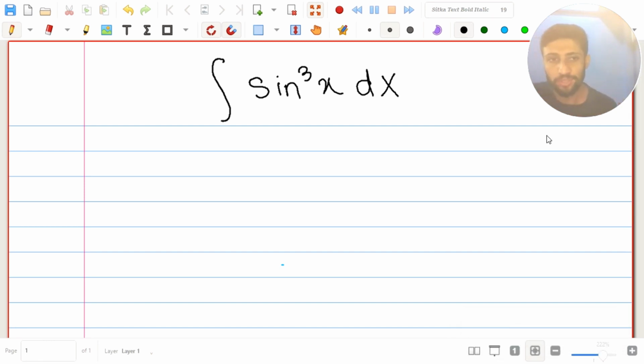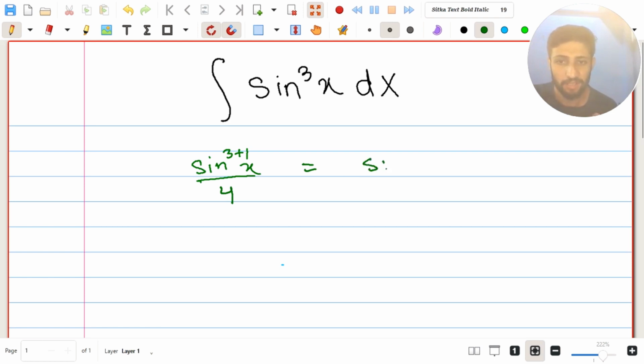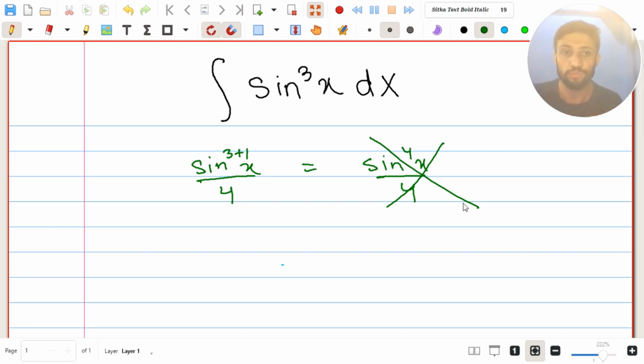Today we are going to solve this integral, sin cubed x dx. Now if I use the basic integration technique to solve this integral, then simply I will get sin to the power 3 plus 1 of x divided by 4, which becomes sin of 4x over 4. This is not the way to solve this integral, because this is a trigonometric integral and we have to use trigonometric identities to solve it.